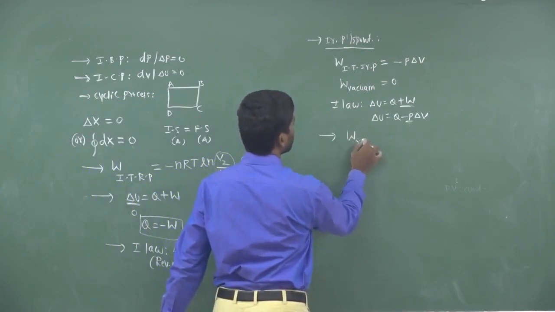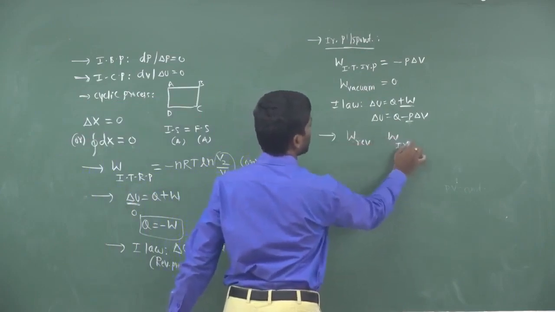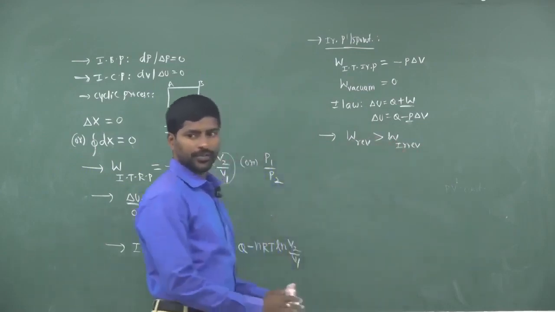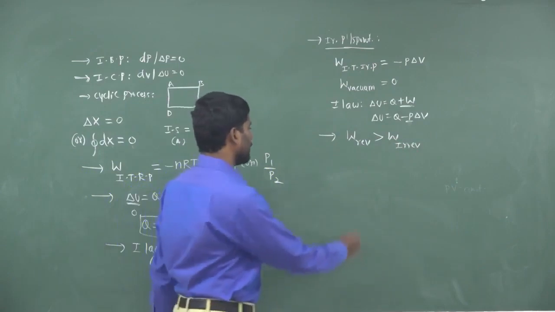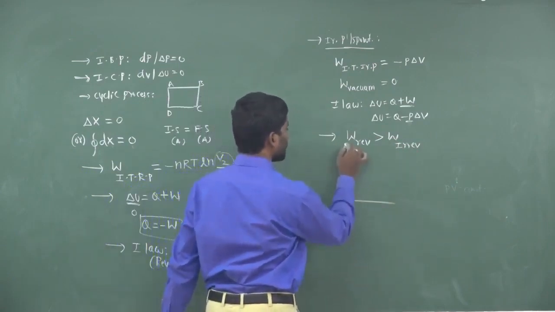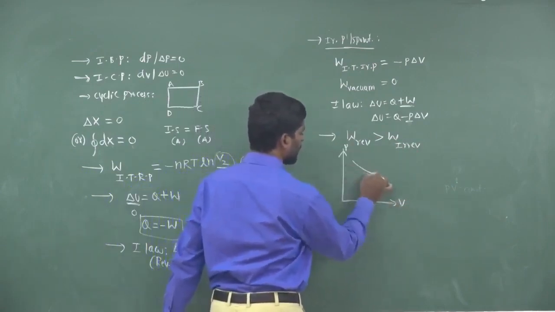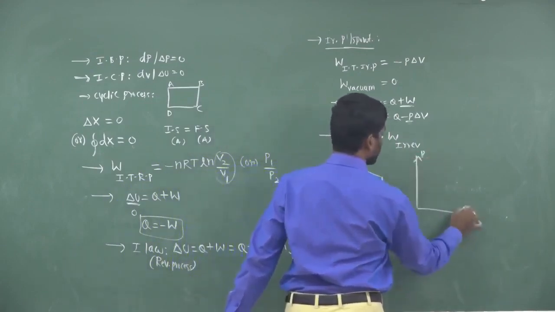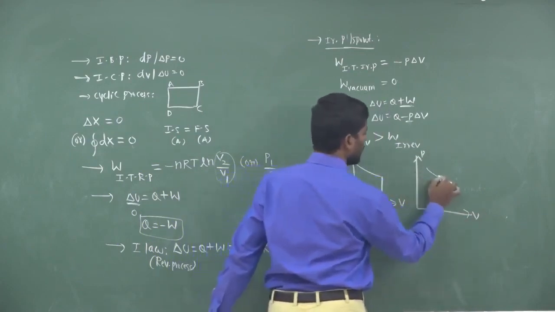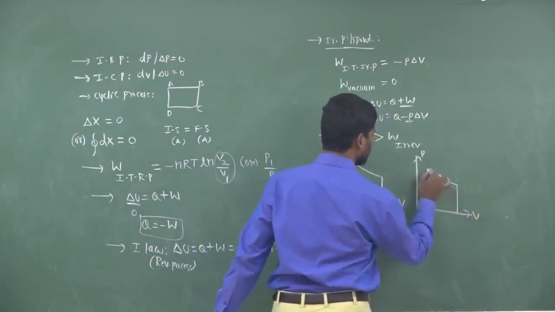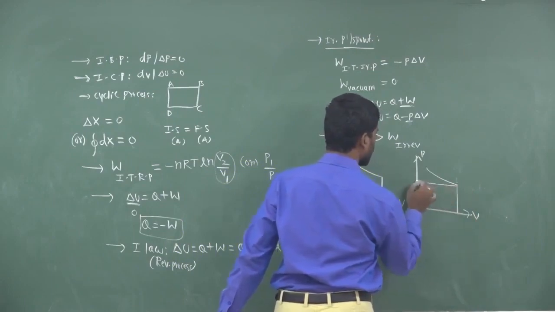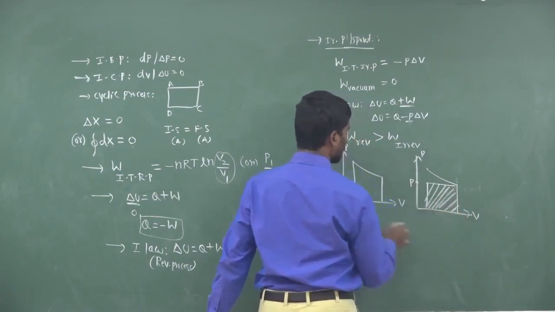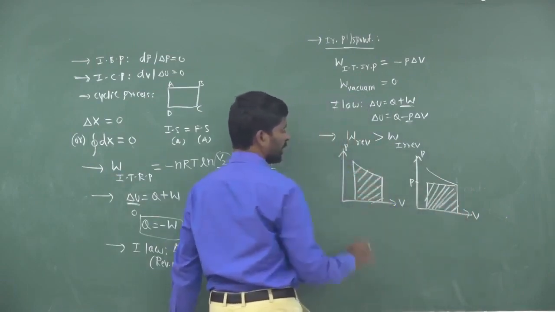What about the work done in reversible and irreversible processes? Where is the work done more? Work done in a reversible process is more compared to an irreversible process. We can also represent that graphically, pressure versus volume for the same expansion. This is for the reversible process, this is for the irreversible process. So this is the work done during the irreversible process, and this is the work done during the reversible process.